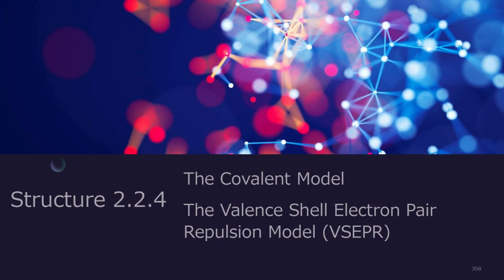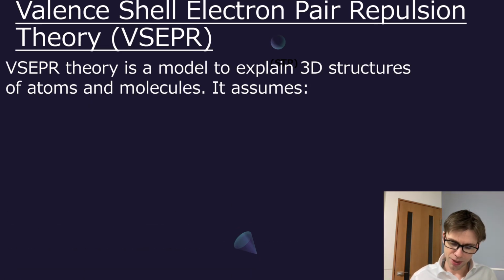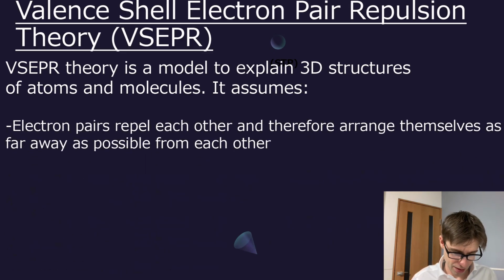But you can sort of tell from the name what it's going to try to describe. It's going to try to describe 3D structures with the idea that electrons and electron pairs try to get as far away from each other as possible because they repel each other. And that will ultimately determine the 3D structures that the molecules and ions form. VSEPR theory is a model to explain 3D structures of atoms and molecules. It assumes some things. First, electron pairs repel each other and therefore arrange themselves as far away as possible from each other.